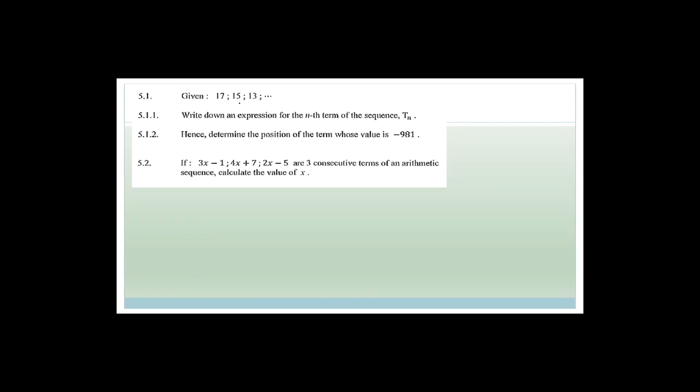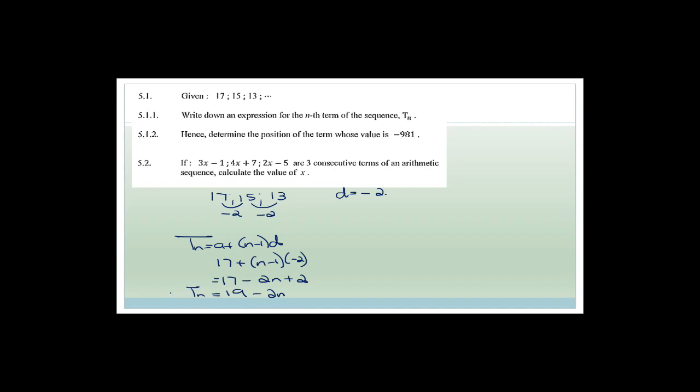Right, now it says given 17, 15, 13, dot, dot, dot, write down an expression for the nth term of the sequence T n. Okay, so let's have a look at it. We've got 17, 15, 13. Do you agree that the difference between these two is minus 2 and the difference between these two is minus 2? So the common difference is minus 2. We know the formula is T n is equal to a plus n minus 1 d. The first term a is 17, plus n minus 1 times minus 2, which equals 17 minus 2n plus 2, which is 19 minus 2n.